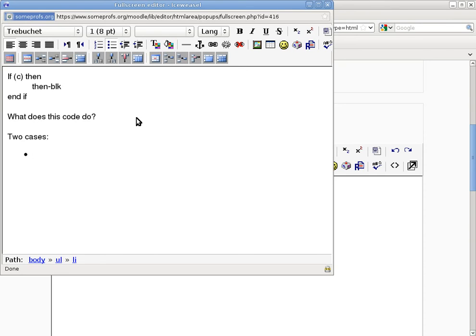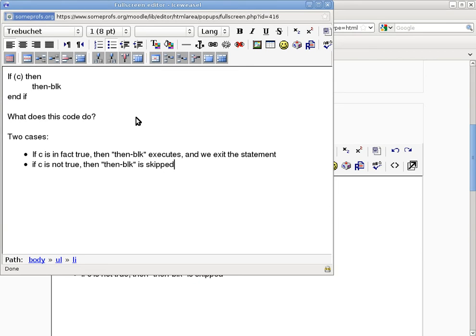And we just use a bullet point here. If C is in fact true, then the then block executes and we exit the statement. If C is not true, then the then block is skipped and we exit the statement. Is that okay? Does everybody understand what that means?